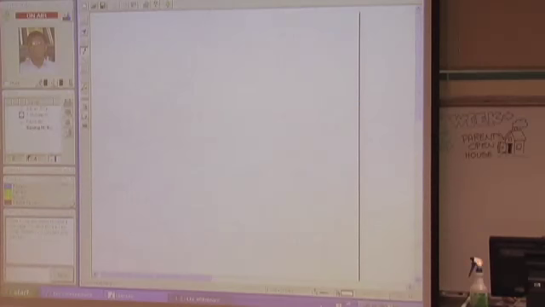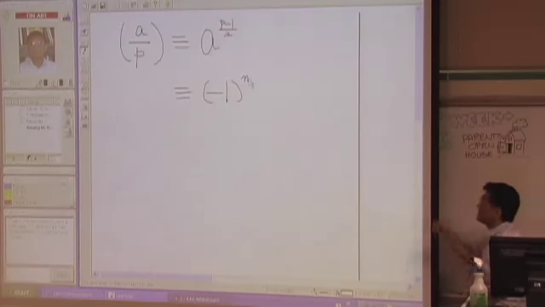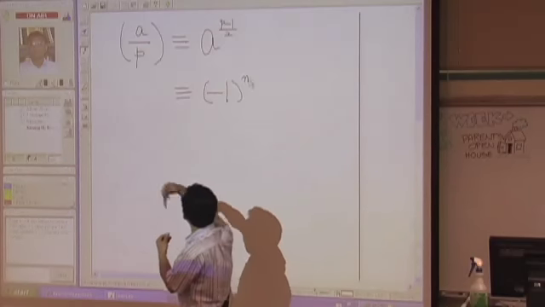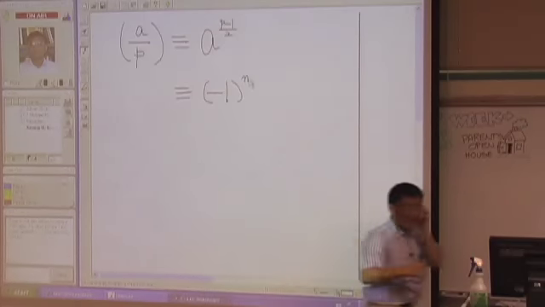So, the idea, the small lemma, is this. Now A over P is theoretically calculated by A to the power of half. But that is essentially the same as minus 1 to the power of n, which is the number of integers whose remainder exceeds the half, right?